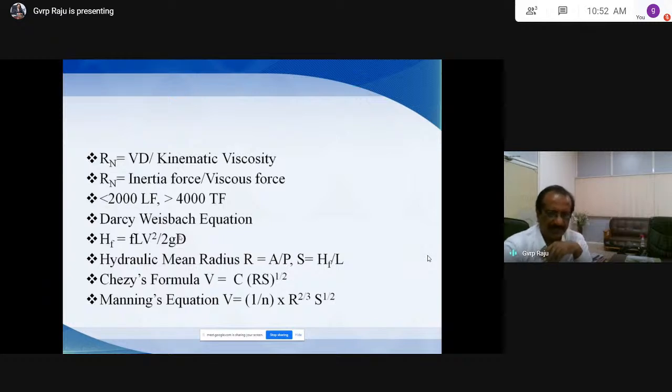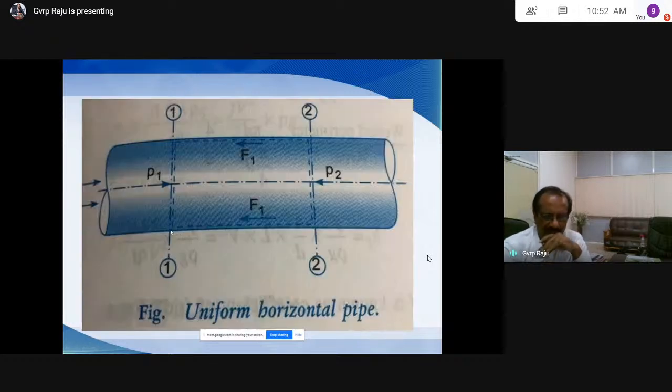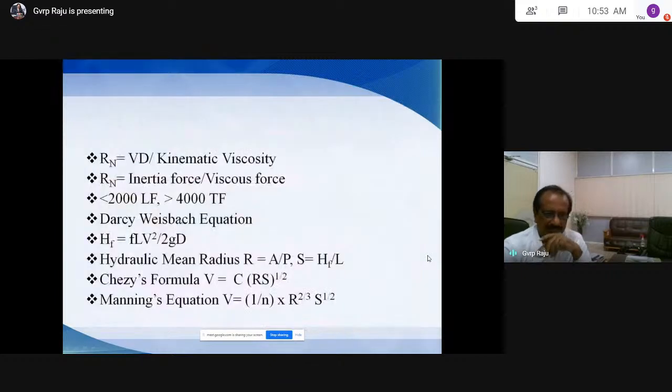So if you see in the figure here, L is the length of the pipe from section 1 to 2, and D is the diameter of the pipe. In the formula f L V square by 2 g D, V is the velocity of the water flowing through the pipe, g is the gravity, and D is the diameter of the pipe. Everything is known, and f is the coefficient of friction, which varies from 0.02 to 0.03.